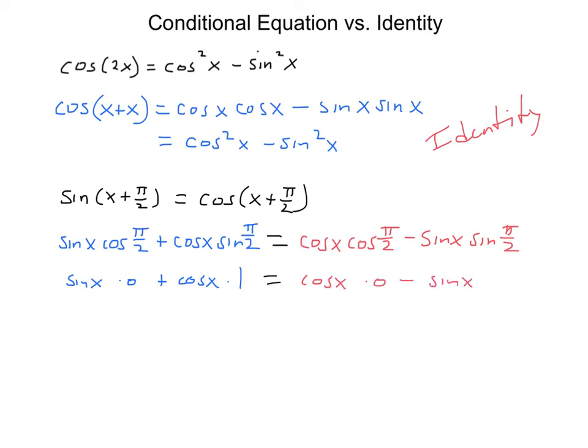When I simplify that, on the left side I just get cosine of x equals the opposite of the sine of x. There's no way to make cosine exactly the opposite of sine. There's no identity that does that. So for this particular problem, the second one, that is a conditional equation.